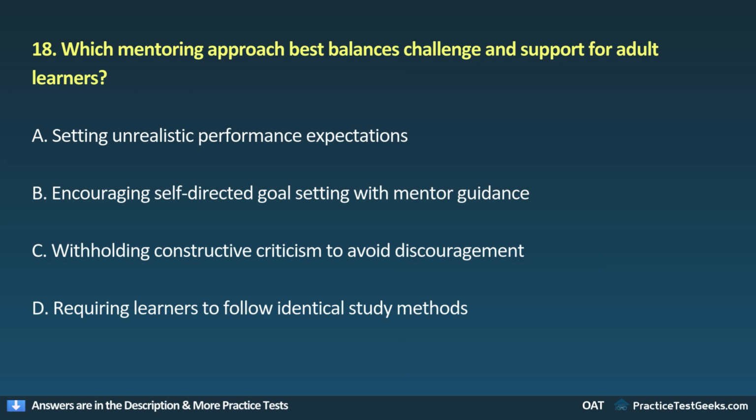18. Which mentoring approach best balances challenge and support for adult learners? A. Setting unrealistic performance expectations. B. Encouraging self-directed goal setting with mentor guidance. C. Withholding constructive criticism to avoid discouragement. D. Requiring learners to follow identical study methods.